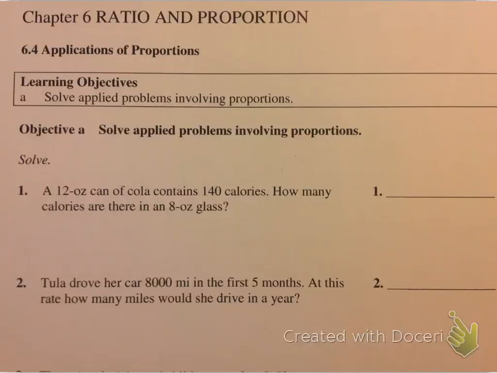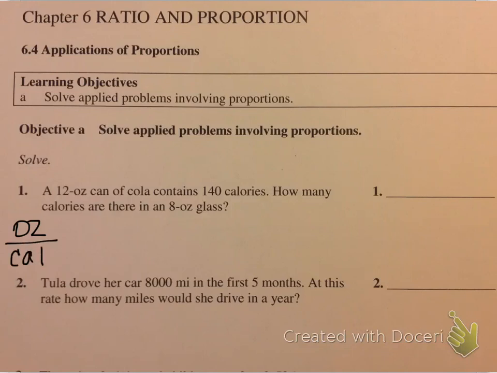In this lesson, we're going to look at solving proportions, and there's no new terminology or vocabulary in this lesson. We're just going to work with proportions and solve them. So we just have to be able to translate into a proportion. If we have a 12-ounce can of cola containing 140 calories, how many calories are there in an 8-ounce glass? So we're comparing ounces to calories.